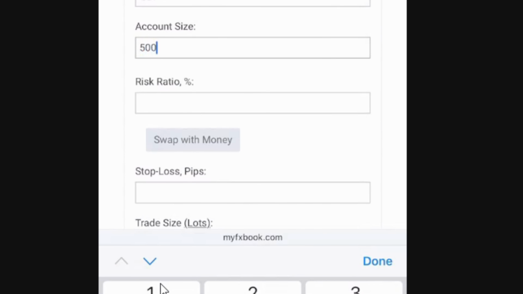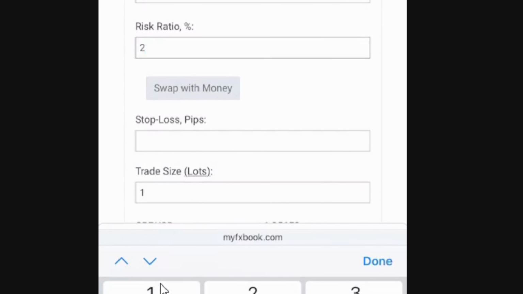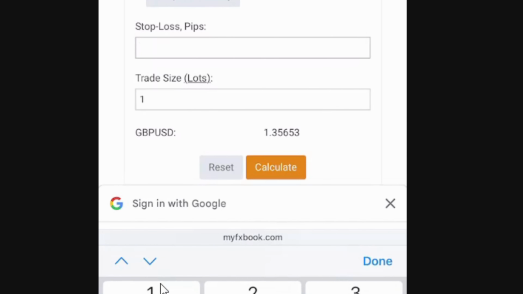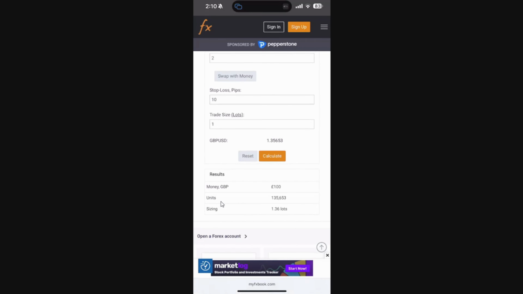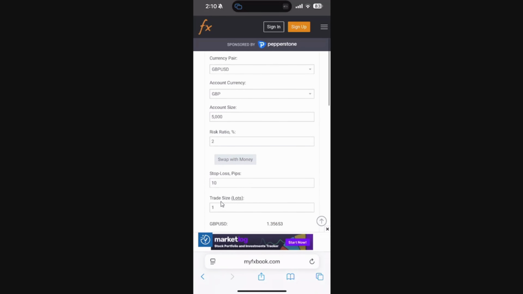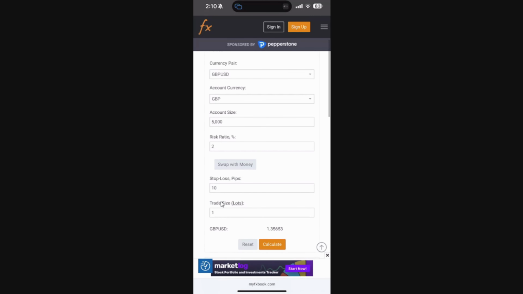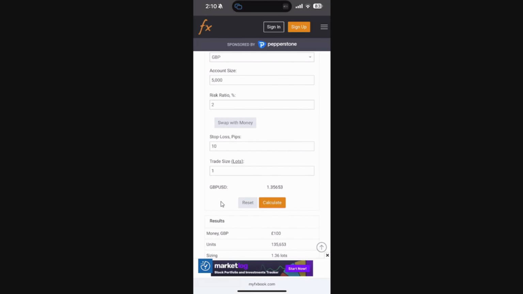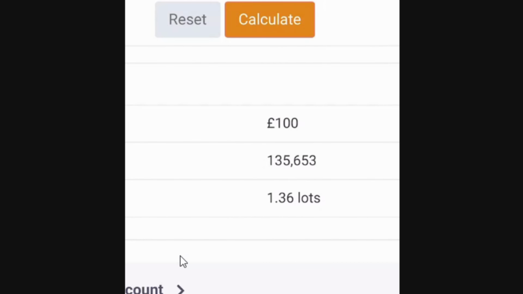Let's say I've got £5,000 and I want to risk, I don't know, 2% on this trade. My stop loss was 10 pips. I already worked it out. And from here, it's going to tell me my lot size. So you can see here, account currency GBPUSD, 5,000. I'm risking 2% on the trade and my stop loss is 10 pips. And it's telling me my lot size, which is 1.36.